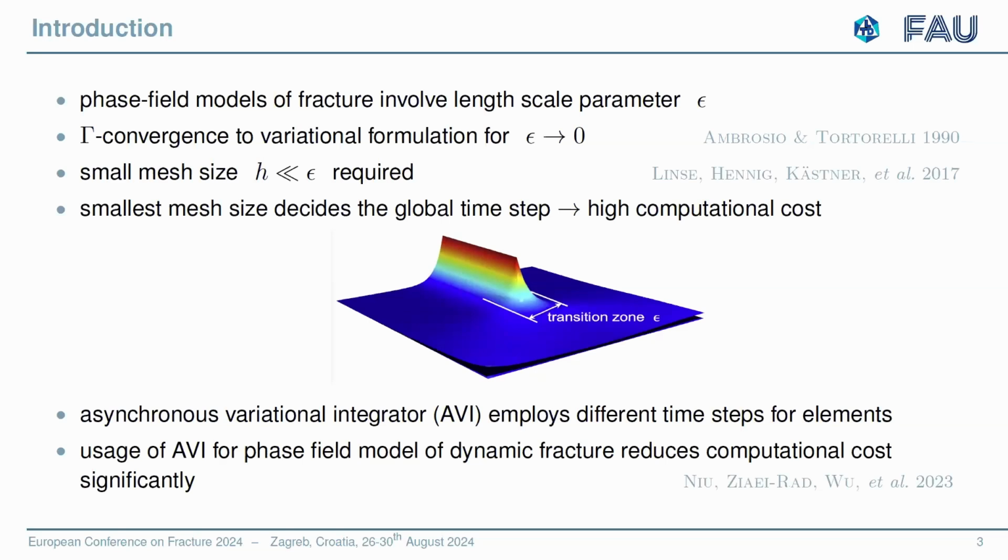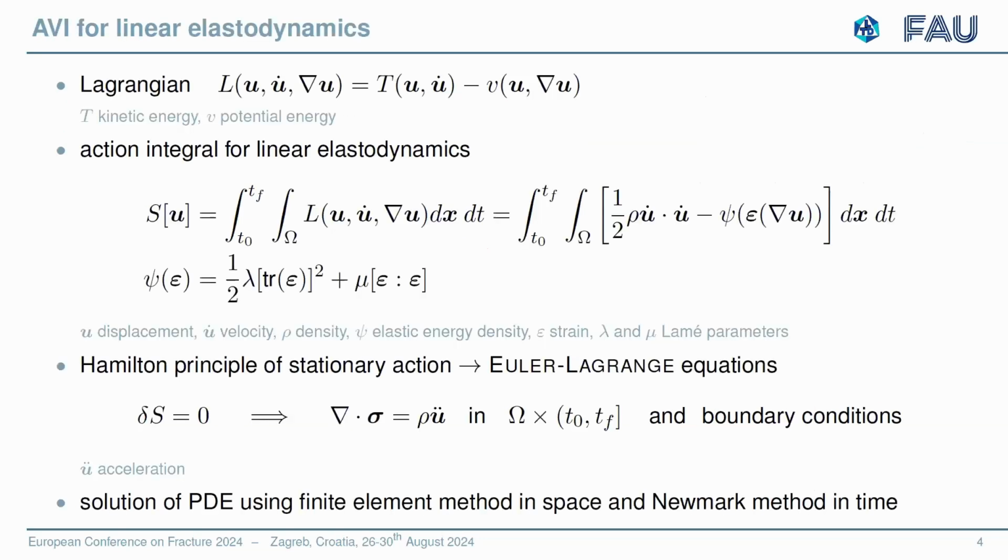To avoid this problem, we use an asynchronous variational integrator that employs different time steps for different elements. It uses a bigger time step for the coarser elements, which results in fewer updates, and that leads to computational savings. So we'll have a look at the AVI for linear elastodynamics. AVI stands for asynchronous variational integrators.